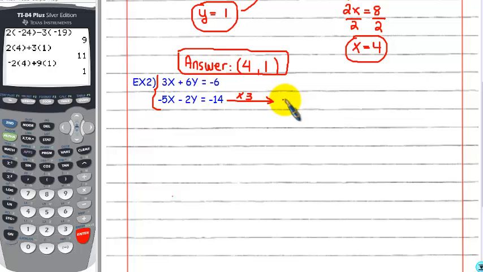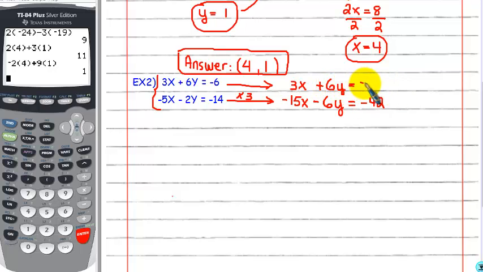So this would be negative 15x minus 6y. Notice what I'm doing. Negative 5x times 3 is negative 15x. Negative 2y times 3 is negative 6y. And negative 14 times 3 is negative 42. And with the top equation, I'm just going to copy over here to the side, so I line up the terms: the number with x on top of the number with x, and the number with y on top of the number with y.